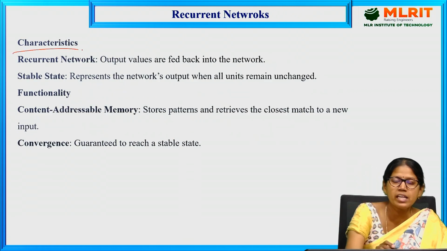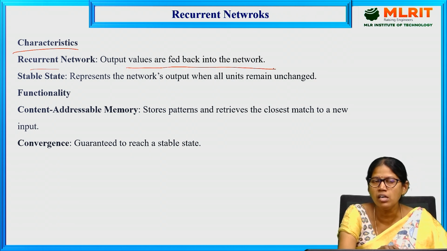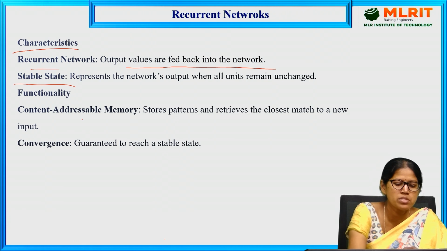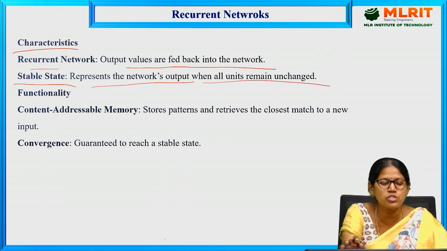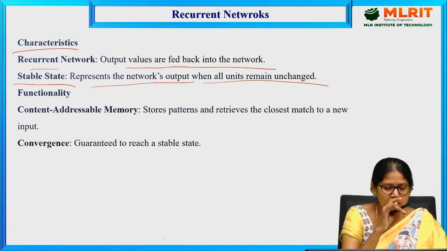Next, what are the characteristics? Recurrent networks: output values are fed back into the network. What is the stable state? When it reaches the equilibrium state. It represents the network's output when all units remain unchanged. If you are performing multiple times, the output remains constant. Then that state is called a stable state.